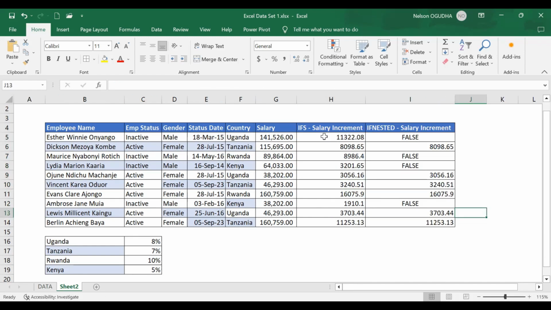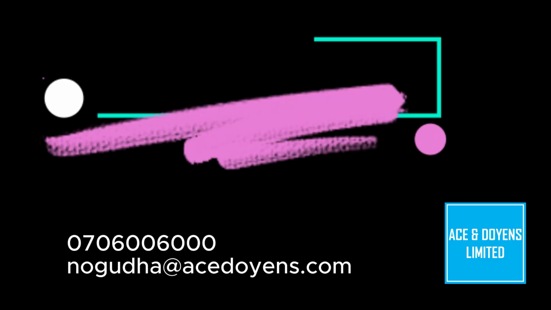So IFS has given us salary increments for everyone, not checking whether they are active or inactive. It's just given them to us because we need to consider that as a condition. But IF nested allowed us to look into the employee status and gave us only those who are supposed to have the salary increments.